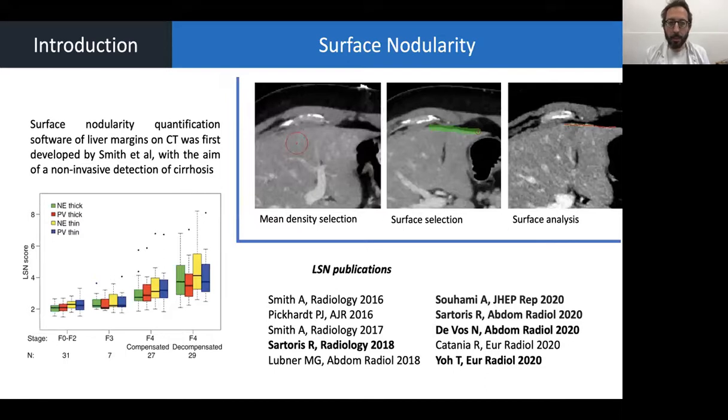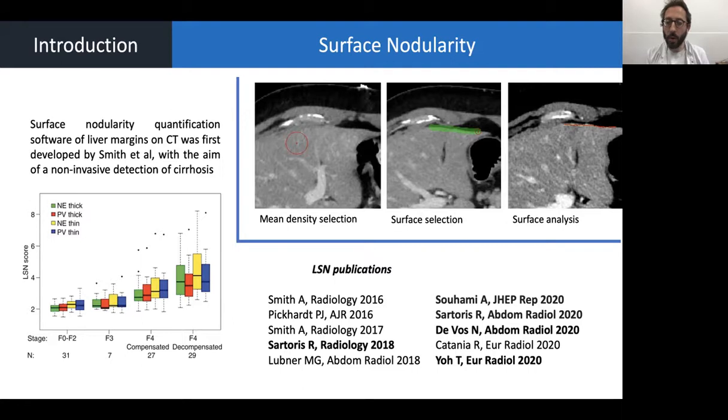The study starts from a very different organ, which is the liver, and the quantification of the surface nodularity of the liver using a dedicated software has been shown to be very powerful for the detection of chronic liver disease and for the prediction of portal hypertension. And the software is actually quite easy to use. You draw a line on the surface of the liver, and it will automatically detect the margin of the liver and quantify the nodularity of the organ, comparing it to a theoretical, very smooth liver.